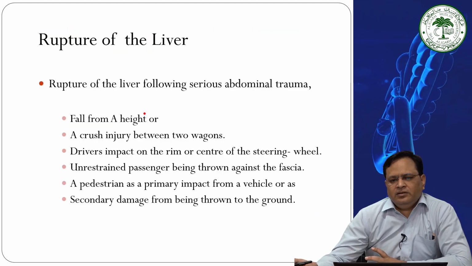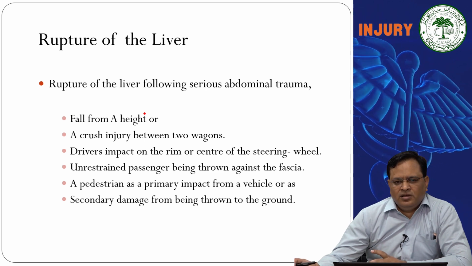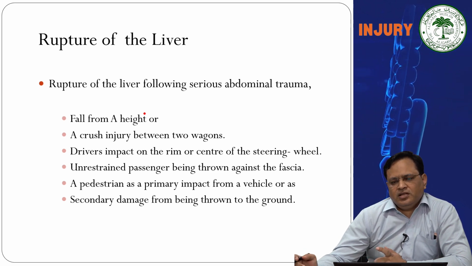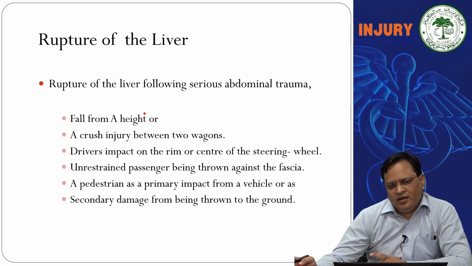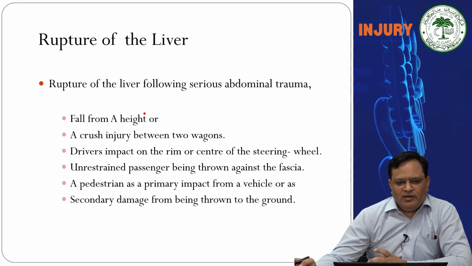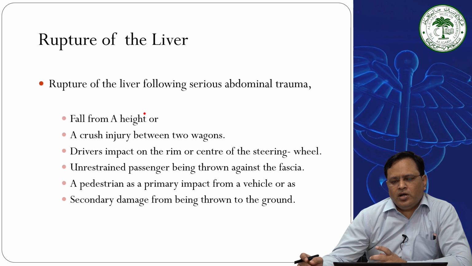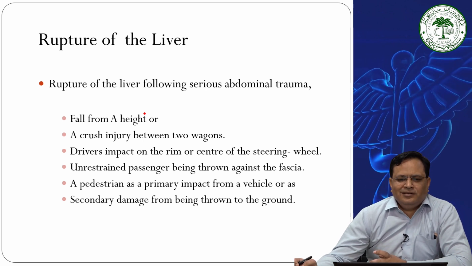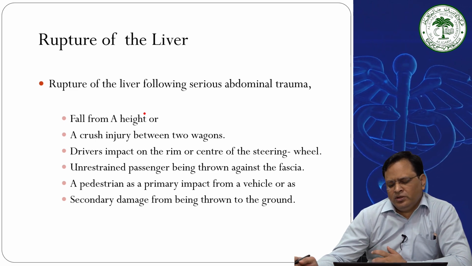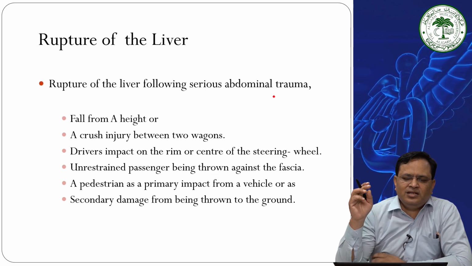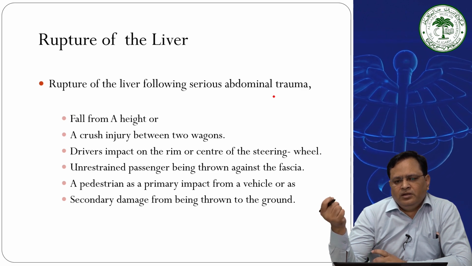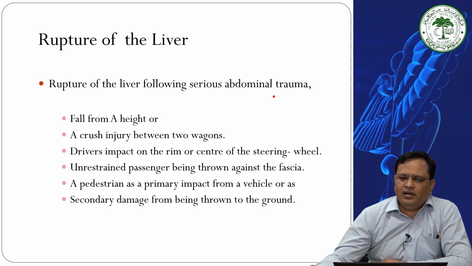Rupture of the liver is another area where we should be very cautious. Rupture of a liver is very dangerous to the person's life. It occurs in serious abdominal trauma: a fall from height, a crush injury between two wagons, a driver's impact on the rim or the center of the steering wheel, an unrestrained passenger being thrown out, a pedestrian struck by a vehicle, or secondary damage from being thrown to the ground. Most of the time liver injuries occur in road traffic accidents or blunt trauma, because of a fist and other quarrels.